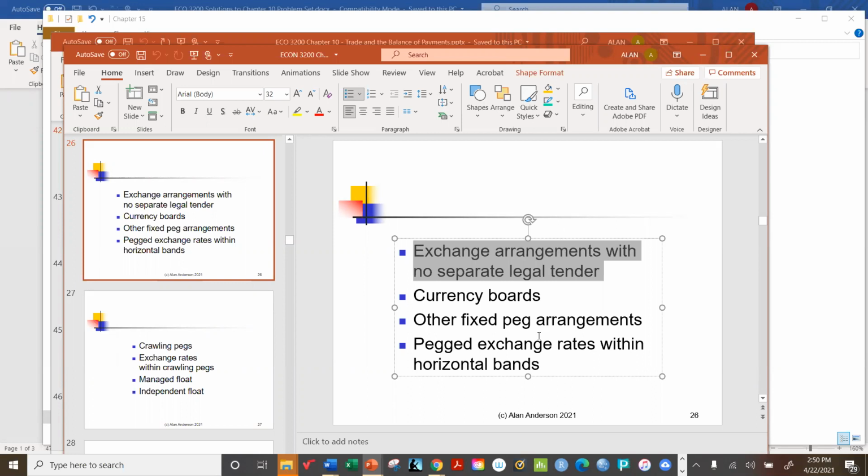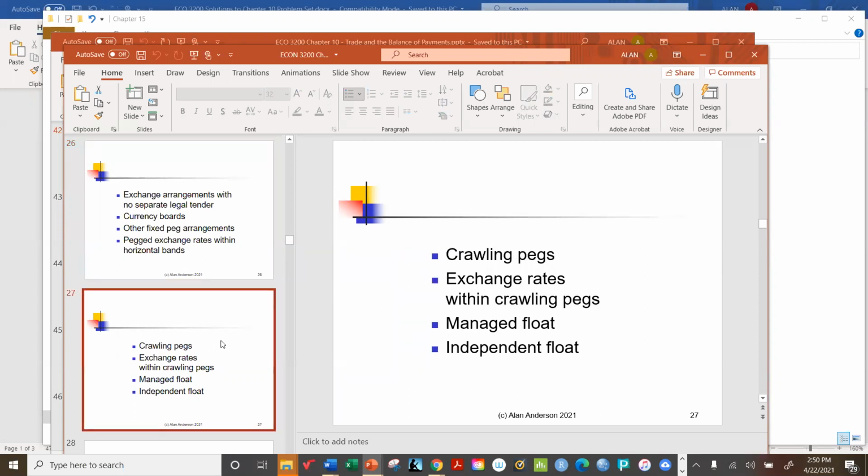All right. So the other ones we'll be looking at here, you can see currency boards. That's a very interesting arrangement, which we'll discuss, that was used by Argentina for many years, although they eventually had to give it up. We have other fixed peg arrangements. We have these others where they can fluctuate within horizontal bands. We have crawling pegs, which we'll be looking at more closely today. And then finally, managed float and independent float.